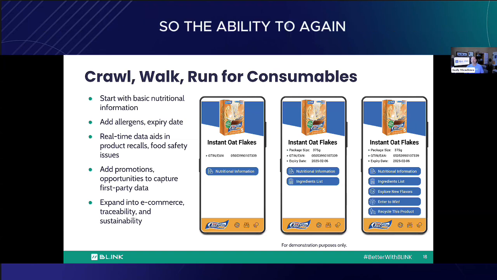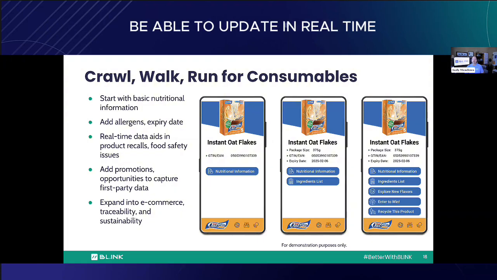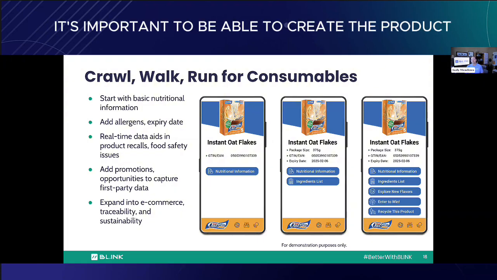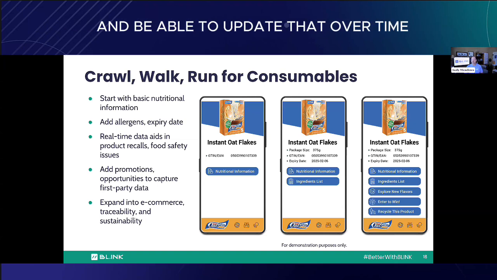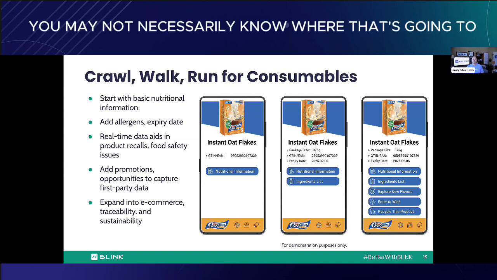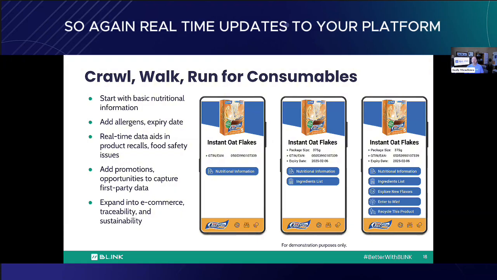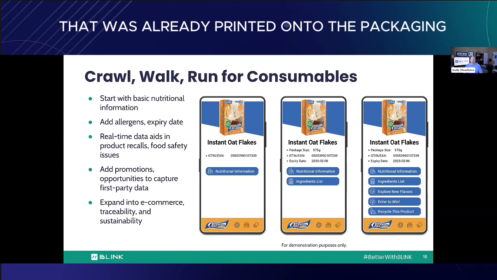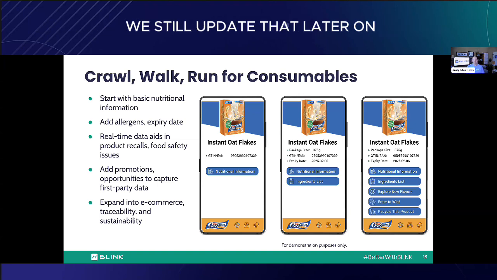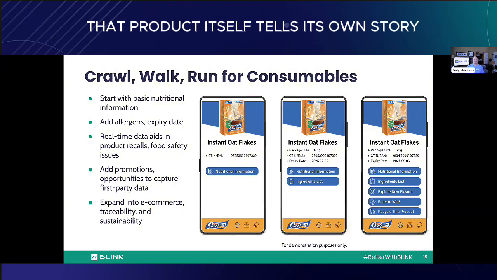So the ability to, again, look at these dynamically and change them in terms of that experience, be able to update in real time. A lot of times it's important to be able to create the product packaging well in advance and be able to update that over time, because you may not necessarily know where that's going to end up or where to update the information to. So again, real-time updates to your platform based on that same product code that was already printed onto the packaging, we can still update later on with whatever information may evolve as that product itself tells its own story.